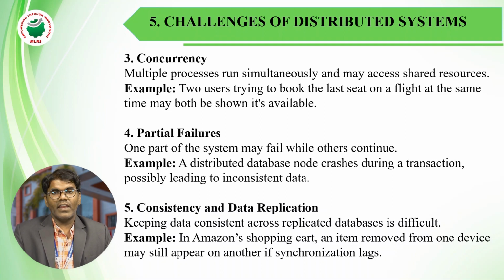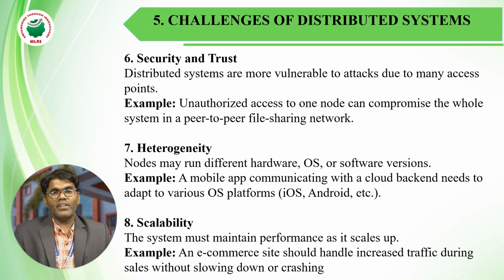And consistency and data replication. Keeping data consistent across replicated databases is difficult. Example, in an Amazon shopping cart, an item removed from one device may still appear on another if there is synchronization lag. Security and trust. Distributed systems are more vulnerable to attack due to many access points. Example, unauthorized access to one node can compromise the whole system in peer-to-peer, meaning one-to-one communication.